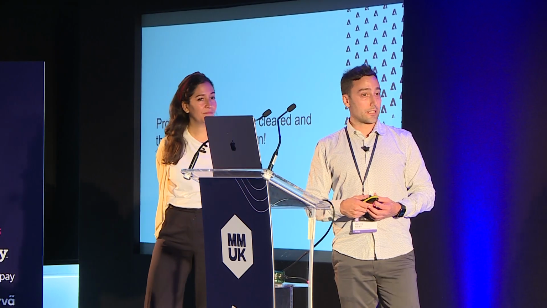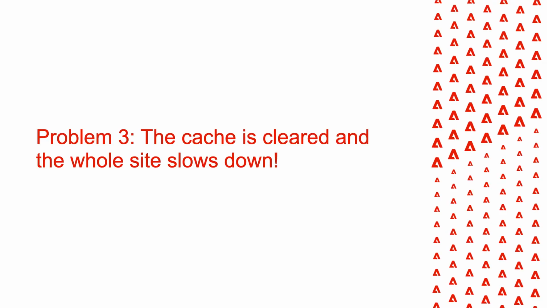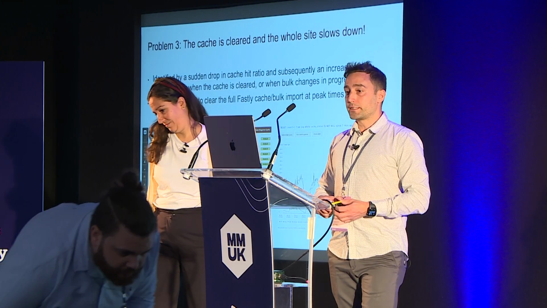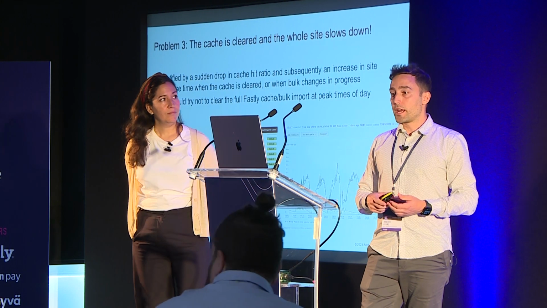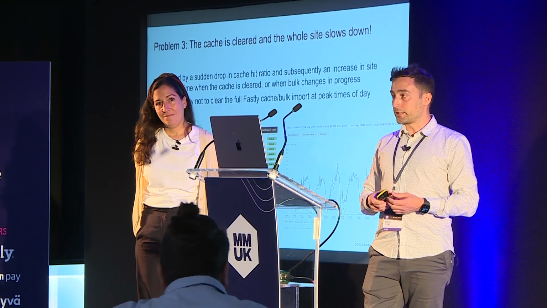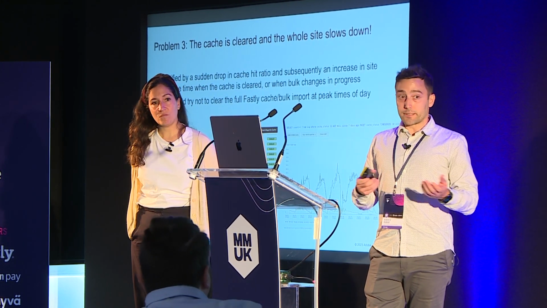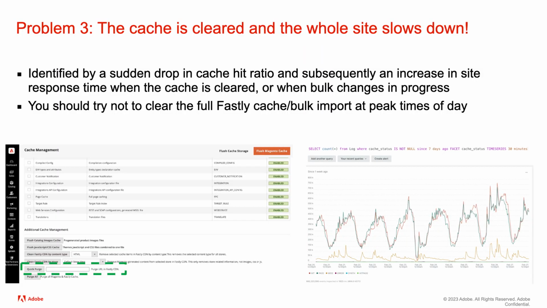Thank you, Elena. So let's move to problem 3. The cache is cleared and the whole site slows down. This is identified by a sudden drop of the hit ratio that we mentioned before and a subsequent increase in site response time. It can happen that the website actually goes completely down because the database and server can't support the load. This can also be caused by bulk actions made on production, product import, bulk APIs.